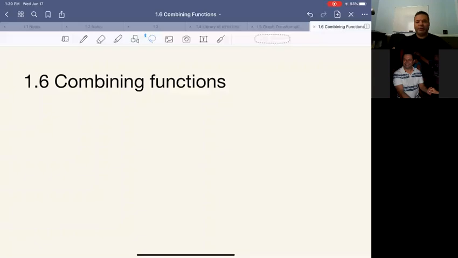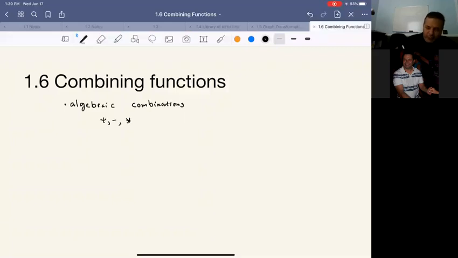All right, welcome. 1.6 is the next section. We're going to talk about combining functions. Okay, so first way to combine functions is just the normal algebraic combinations. Those are basically you can add, subtract, multiply, divide. Now the only thing you have to watch out for is the domain issues.